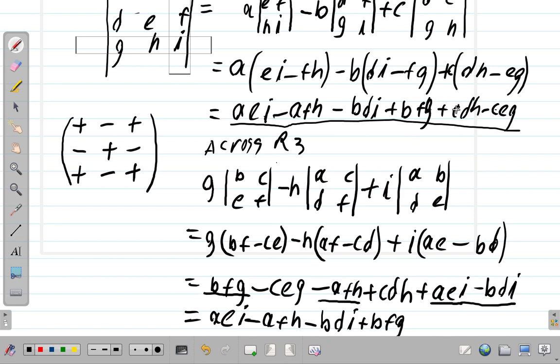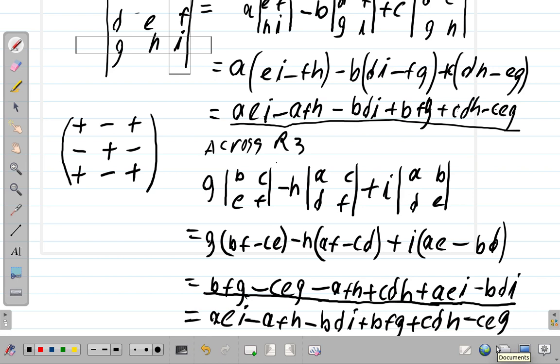Let's look up here now. Plus CDH. Is there a CDH there? Here? See, there it is. CDH. So here's the CDH. Plus CDH. Let's look back up here. So I am seeing a minus CEG. And there's a minus CEG here. So a minus CEG. Okay.